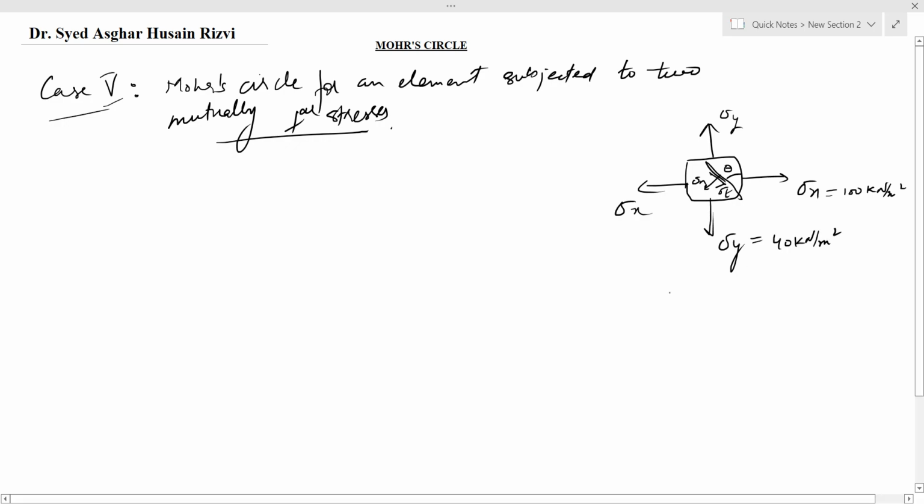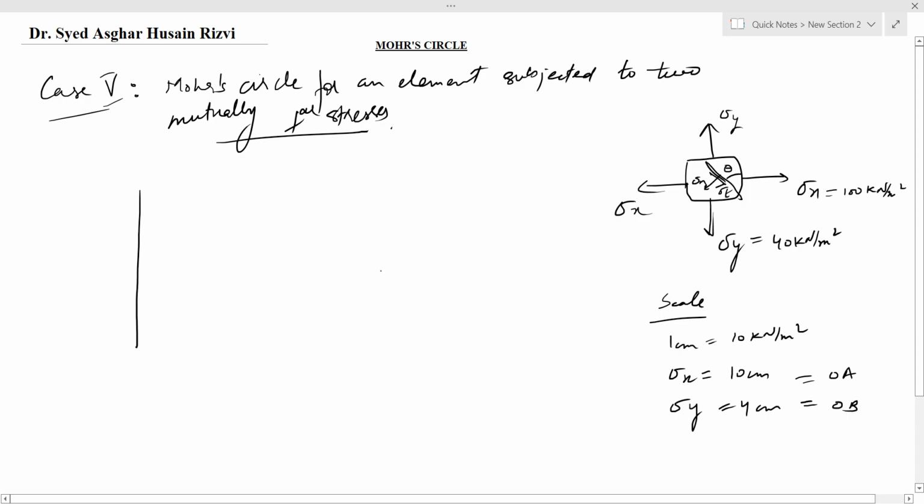This is an example. We will first scale our stresses. Let 1 centimeter equal 10 kilonewton per meter square. So sigma x will be equal to 10 centimeter and sigma y will be equal to 4 centimeter, and they will be represented from the origin as OA and OB. So now let us draw the axis y and x. Since both the stresses are like and they both are tensile, so they both will be plotted on positive x-axis. This is y-axis. This is the origin.